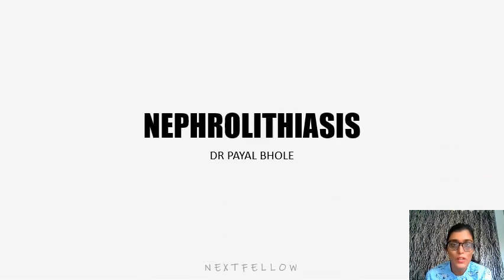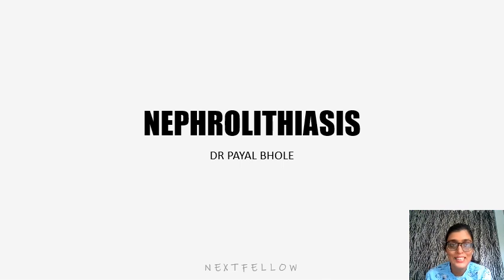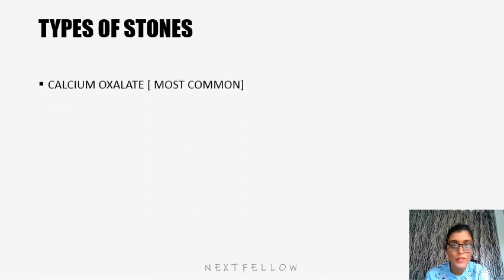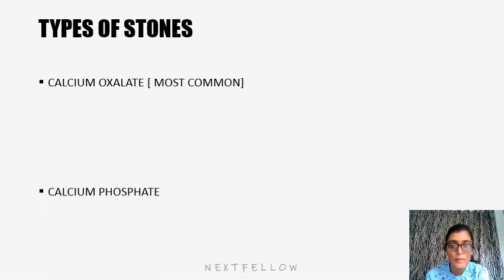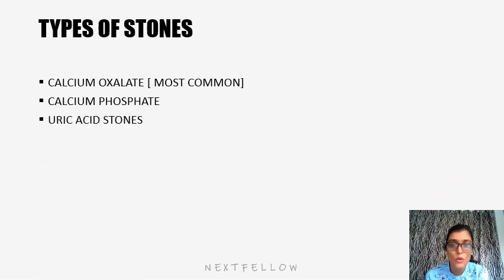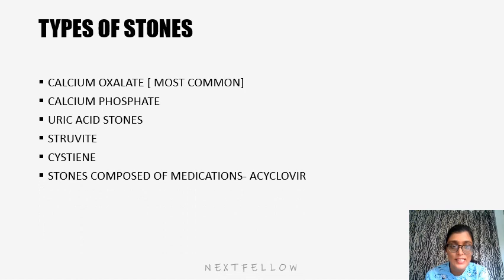So today we'll be talking about nephrolithiasis, which is also commonly known as kidney stones. When you talk about types of stones, the most common, which are found in the majority of the population, are calcium oxalate stones, followed by calcium phosphate, followed by uric acid stones and struvite stones, cystine stones, and stones composed of medications. The most common medication stones are acyclovir stones.